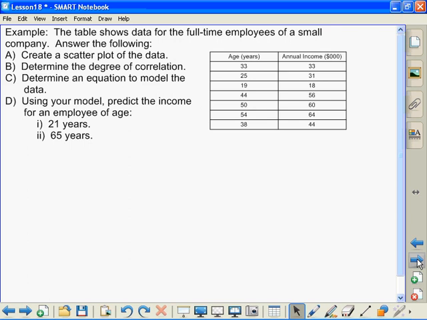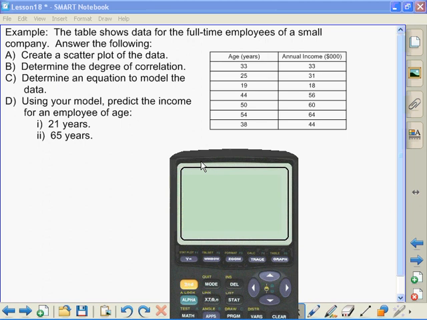So very, very similar to yesterday. Like I said, I cheated a little bit because I did a little bit extra yesterday that wasn't probably necessary to answer the questions. However, it's all done really at once with the calculator. So the table shows the data for full-time employees of a small company. We've got age in the one column, and we have annual income in the other. And we want to create a scatter plot of the data.